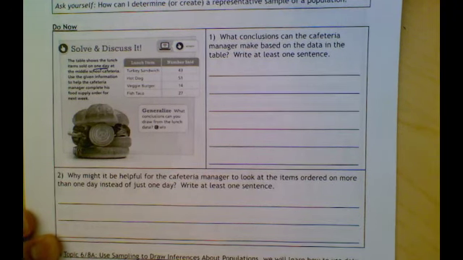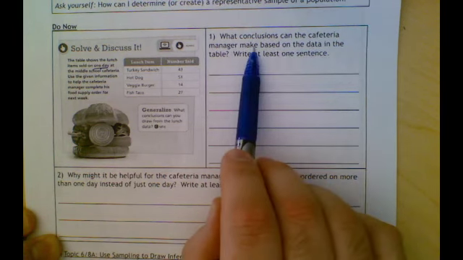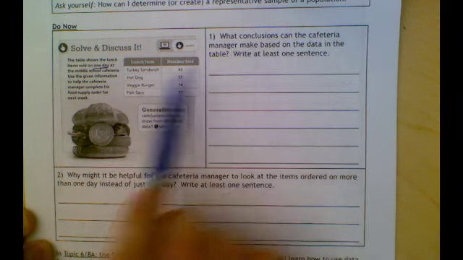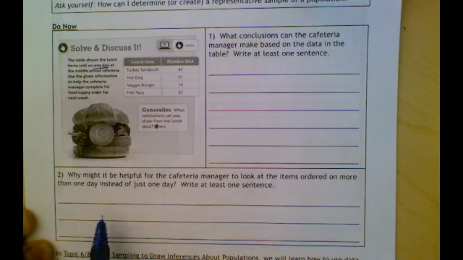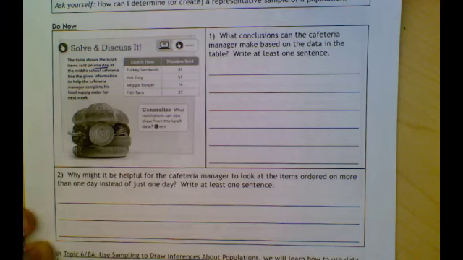You're not going to leave anything blank. So leaving things blank would be the worst thing to do. Always write something down. There's no reason to not write something down. There's no risk involved. Okay? So first you're going to write down what conclusions the manager can make using these numbers, and then why might he want to look at more than one day instead of just the one day. So hit the pause button and then unpause when you're ready to have your answers checked.